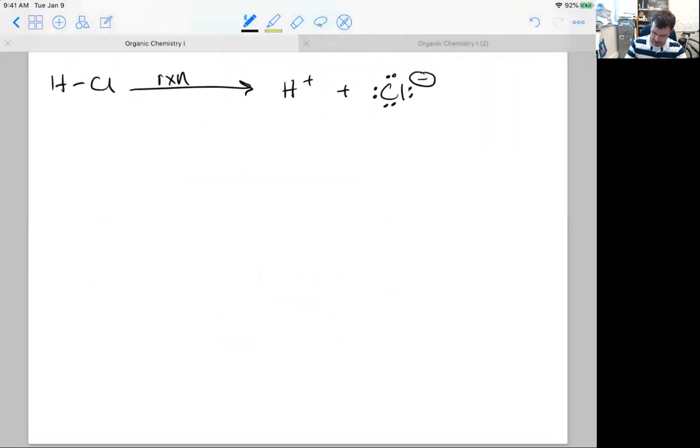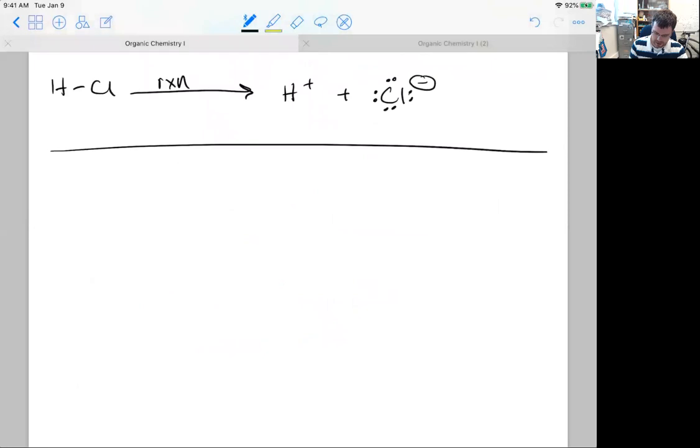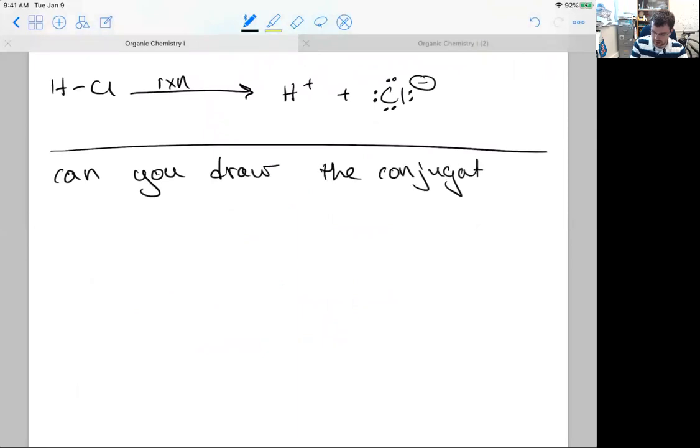Now, what I want us to be able to do is, can you draw the conjugate acid-base pair? Okay, some new terms here, but it all utilizes what we've talked about above.